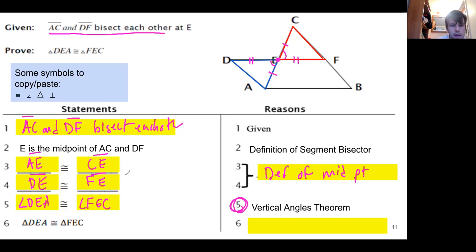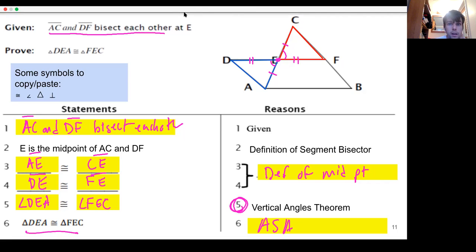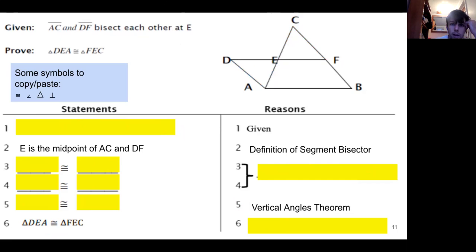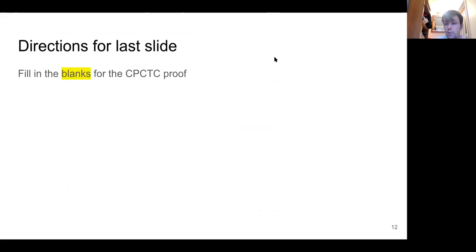All right, and then a triangle congruence, we need to figure out what theorem. Here I have two sides and an included angle. Same thing over here, so that is a triangle congruence. All right, and that's it. We have, I believe, one more. So let's go ahead and clear this and move on. All right, so for this last one, it's going to be a CPCTC proof.